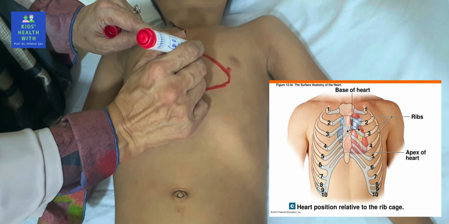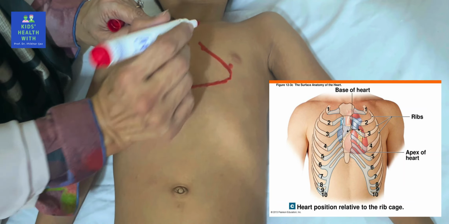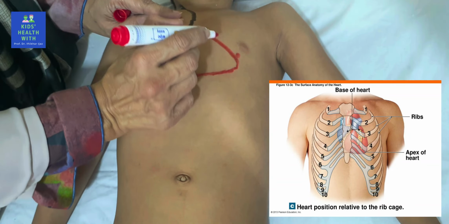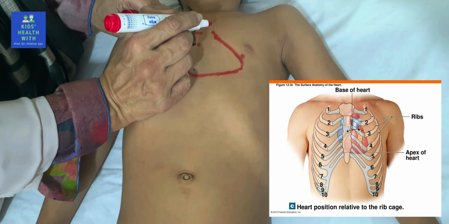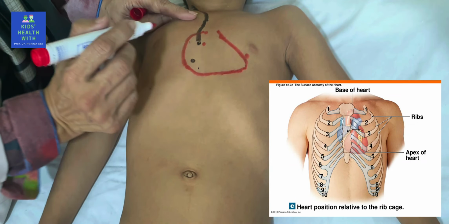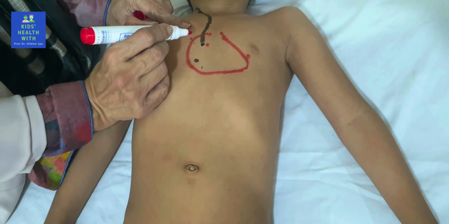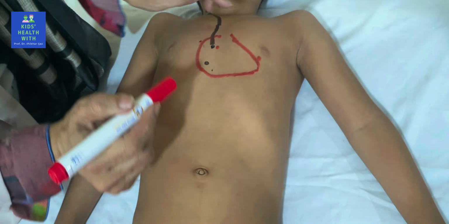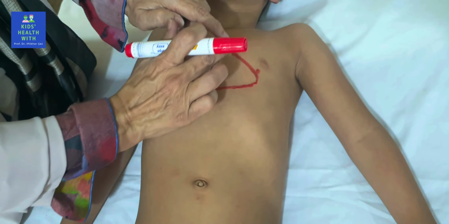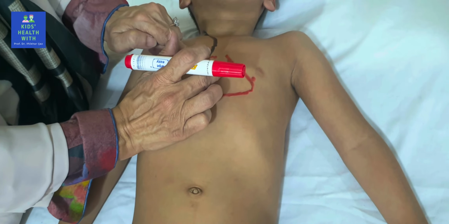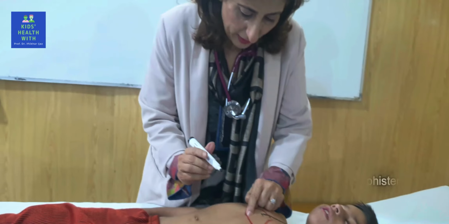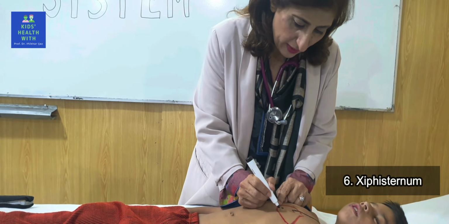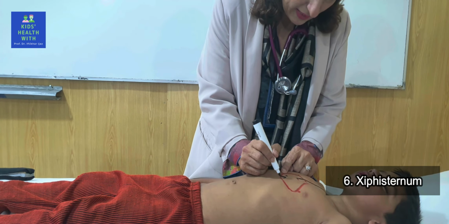From apex, the heart will again go to the base, which is the lateral border of the heart, being formed mainly by left ventricle, and in the upper part there is a little component of the left atrium. This whole right wall of the heart is being formed by the right atrium. So you can see that from third space onward, we shouldn't percuss on this heart area, the area of cardiac dullness. Next, point out xiphisternum, which is the lowermost part of this sternal area. We can just mark it like this.